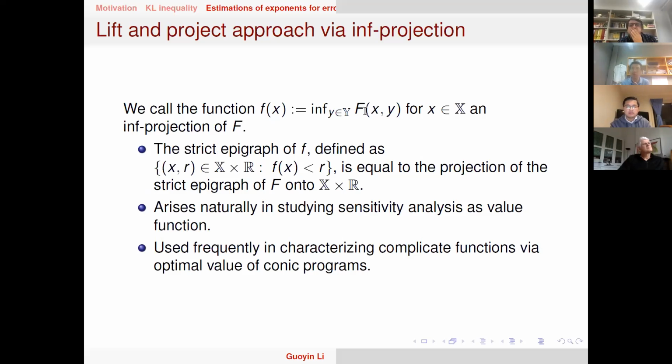But actually, it was very useful for SDP relaxation because basically you can characterize very complicated functions using the optimal value of a conic program. So the idea is basically you lift the function somehow as the optimal value of a conic program, and then you can use the idea or the structure of the conic program to study the corresponding complicated function. Okay, so that's the general idea.